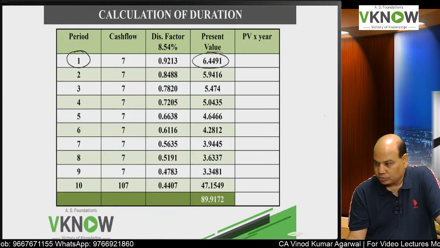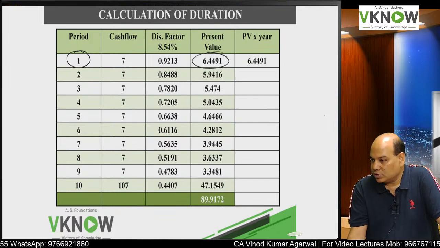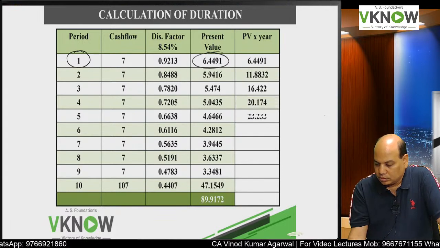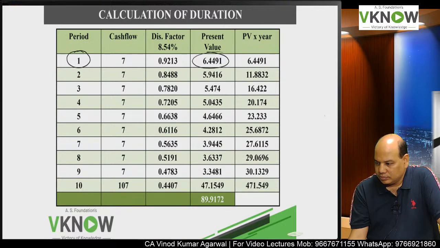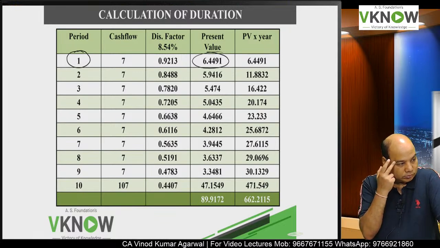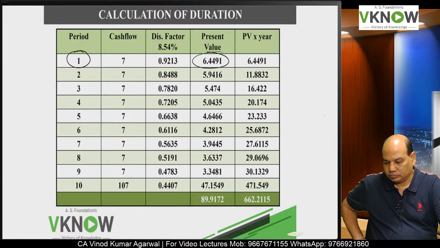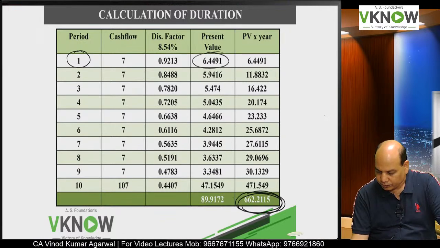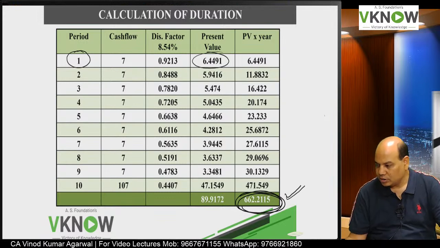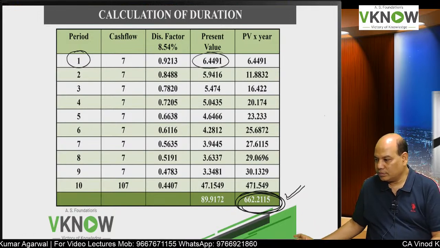Now next you try the last column. Period into present value. And use memory plus function for faster totaling. Keep adding, try and try. Check the answer. Are you getting around 662.211? Please confirm, approximately 662.211.